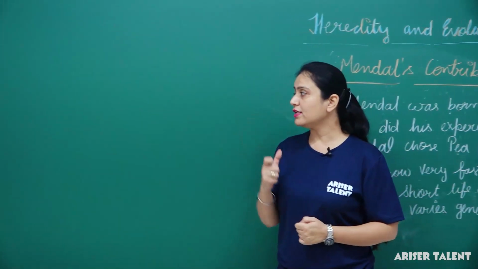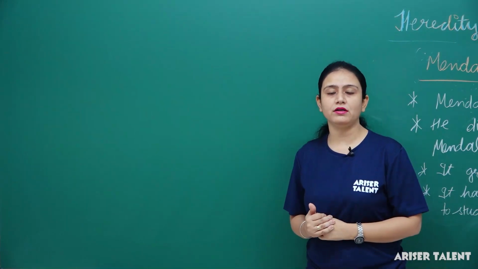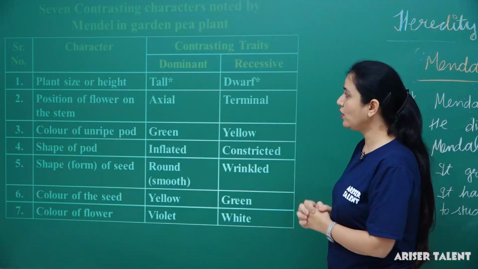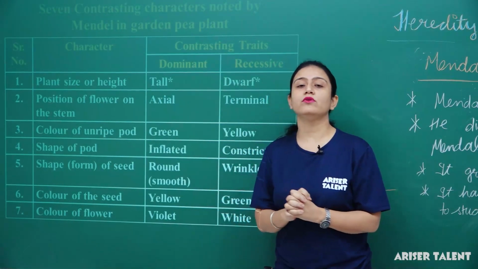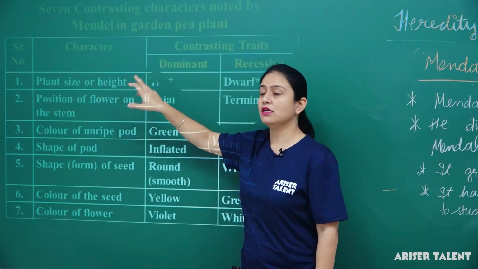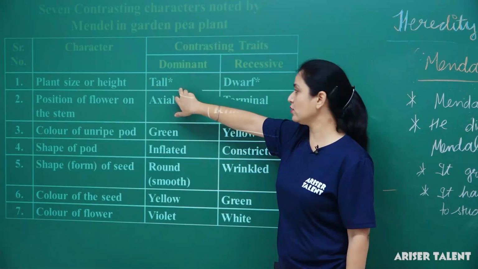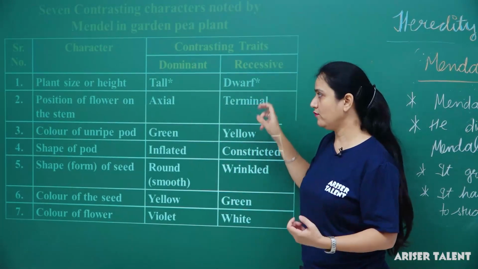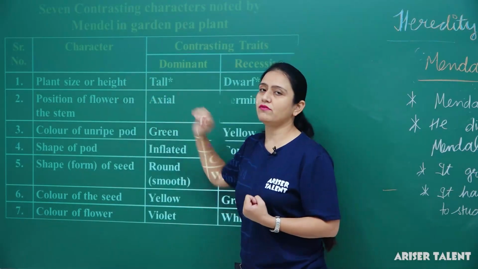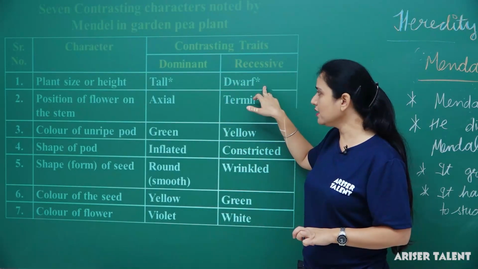Now what are the contrasting characters which we are talking about here, which he chose in the garden pea plant? They were plant size or height. He chose two types of plants. One was totally pure, means totally tall, and another was dwarf. When he did his experiment, the first character which he chose was the height or size of the plant.